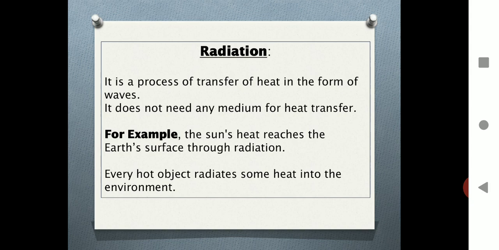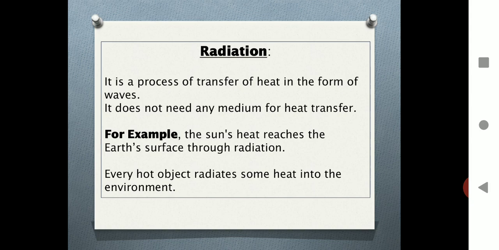For example, the heat from the sun reaches the earth's surface by the process of heat transfer which we call radiation. And we all know that above the earth's surface there is only a very thin layer of atmosphere, beyond which there is no medium, no air present, but still the heat coming from the sun, which is far away from the planet Earth, reaches the surface of the earth. So how is that heat transferred? It can neither be transferred by conduction nor by convection. So the only mode of heat transfer that is taking place in this case is by radiation.